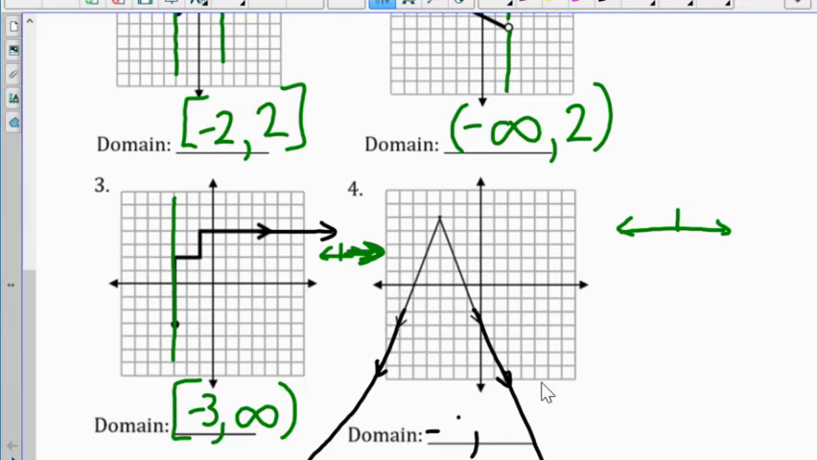Okay, so that would be negative infinity. It's right here on the left side, and on the right, it's also going to go eventually forever to the right, positive infinity.